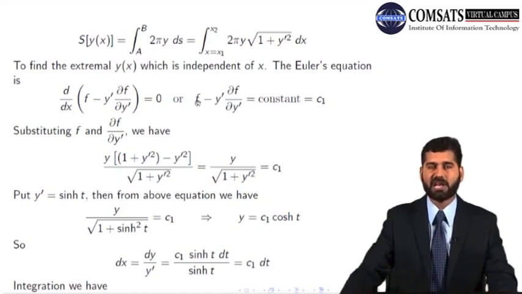Now if I replace the value of f and partial f by partial y prime, I'll get this thing, because this is my f. Without 2 pi, if you want to simplify it, you can write it without 2 pi. The derivative with respect to y gives you just this thing, and the derivative with respect to y prime gives you y prime over square root of 1 plus y prime square. So that gives you the whole thing. If you simplify it, it's just y prime over square root of 1 plus y prime square.